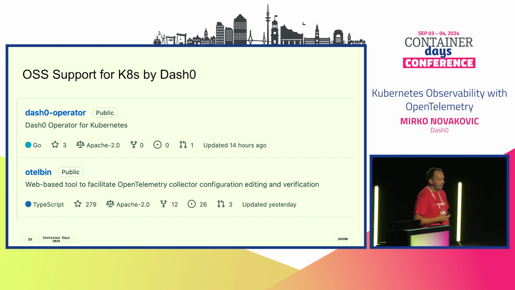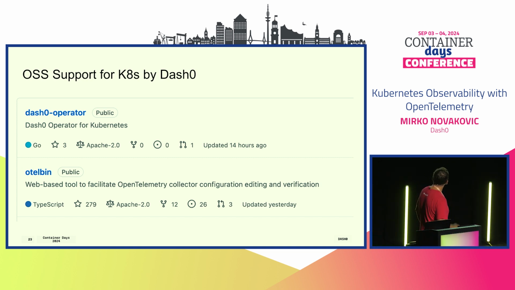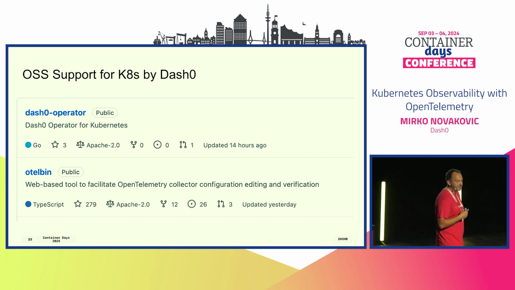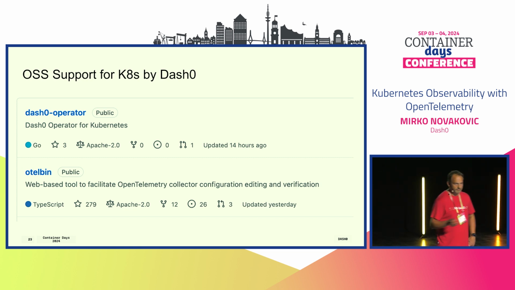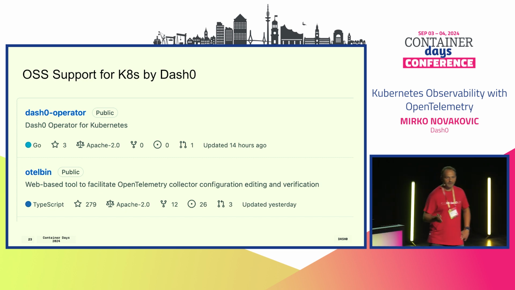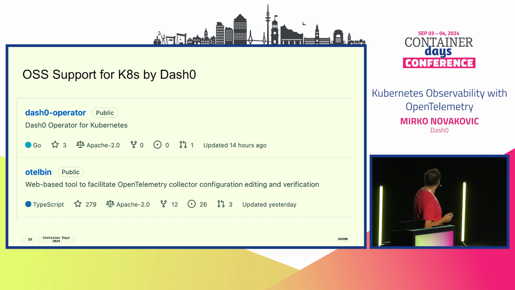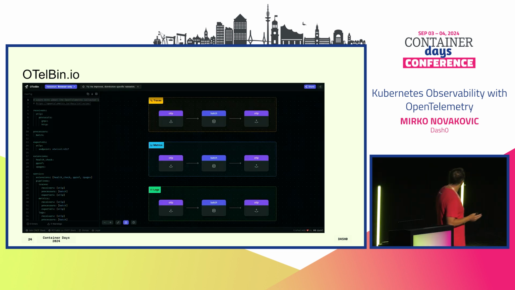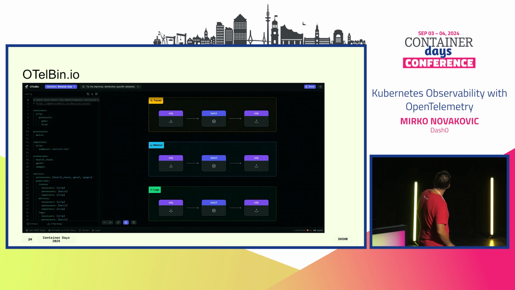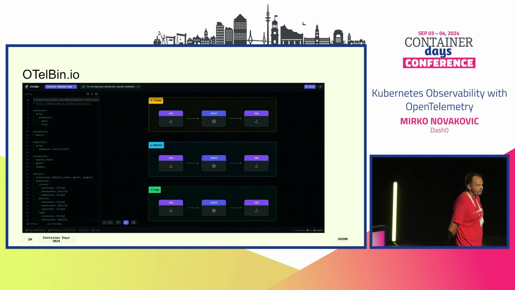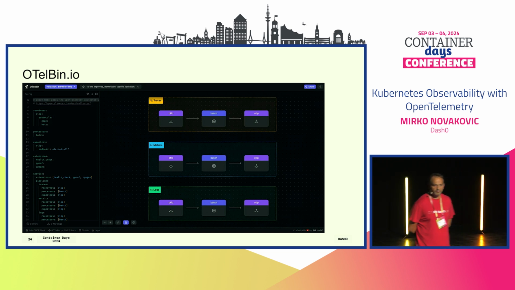We support this with open source. We actually created an operator. So if you don't want to do this yourself, you now have a Kubernetes operator that does all the work for you. You just install the operator, run it, and it's done, right? It's open source under the Apache 2 license, so you can freely use it. It was just released a few days ago, and we also have something called OTel Bin. I'll show you here. It's free, also open source, and there's a website you can use. It's a visual configuration tool for your OpenTelemetry collector configuration.